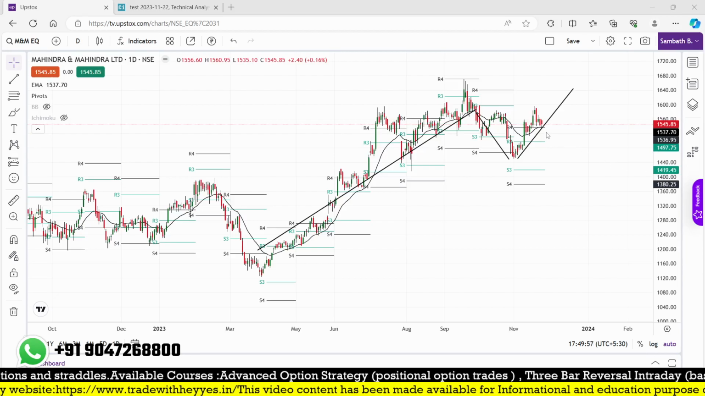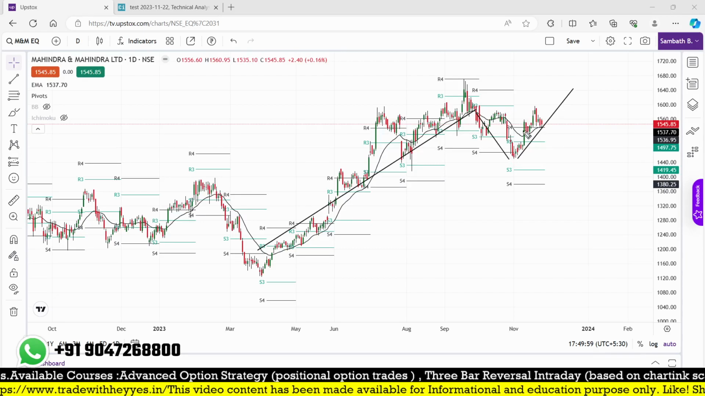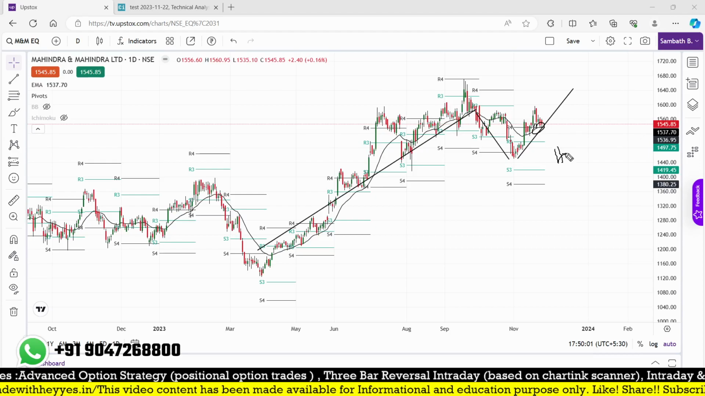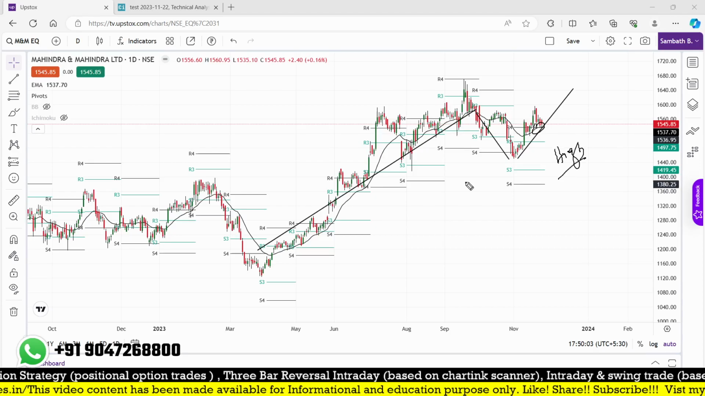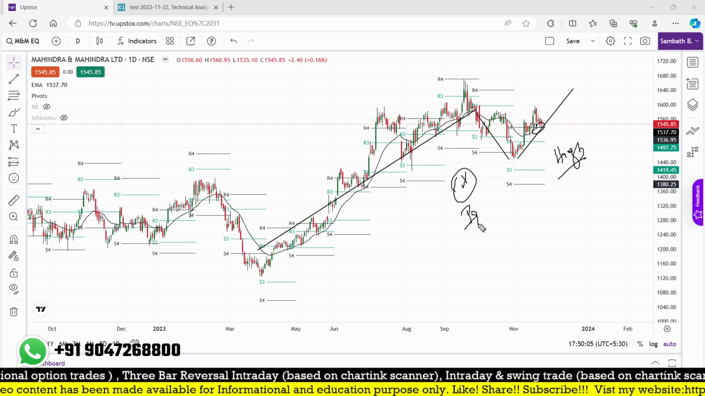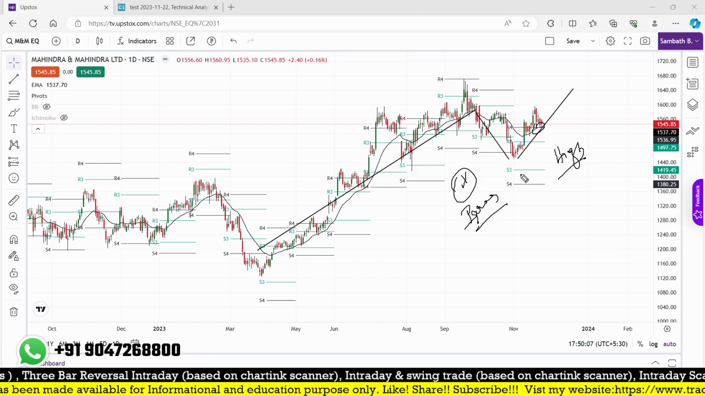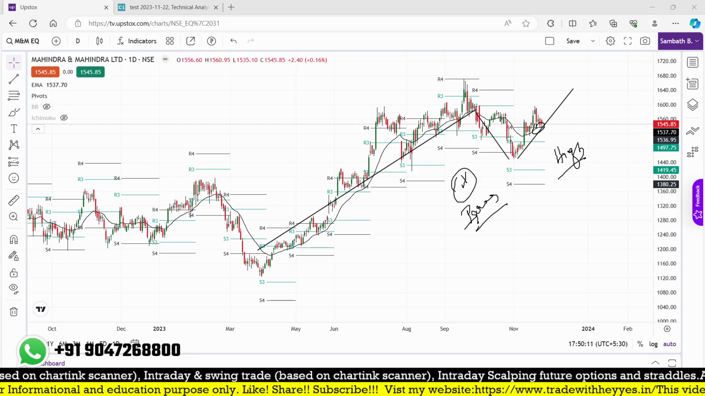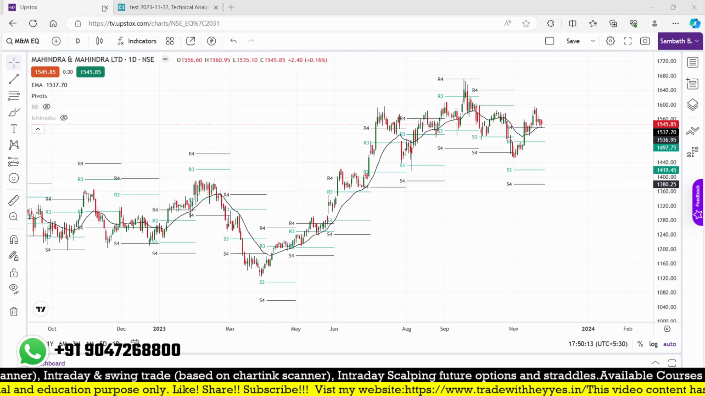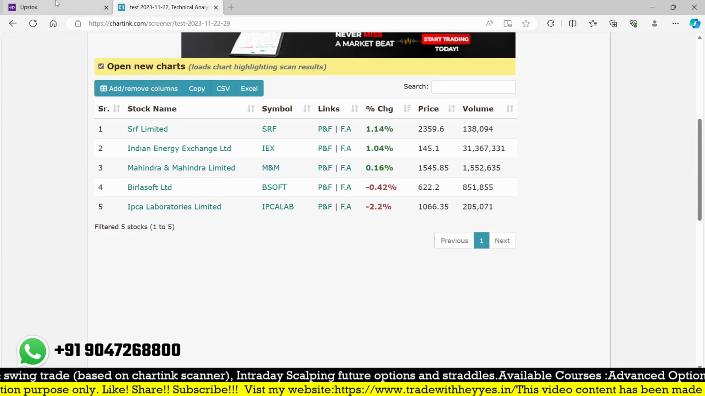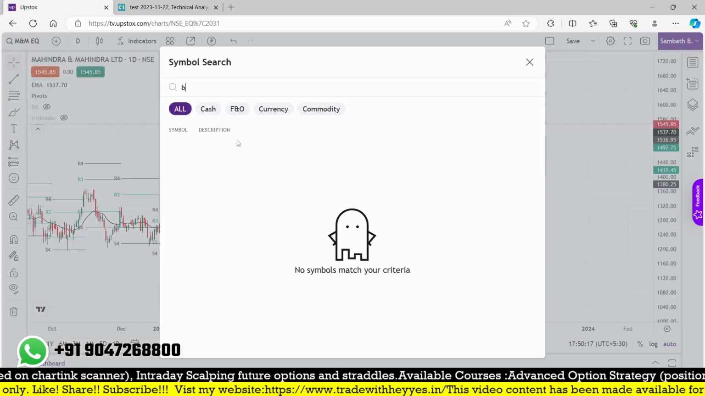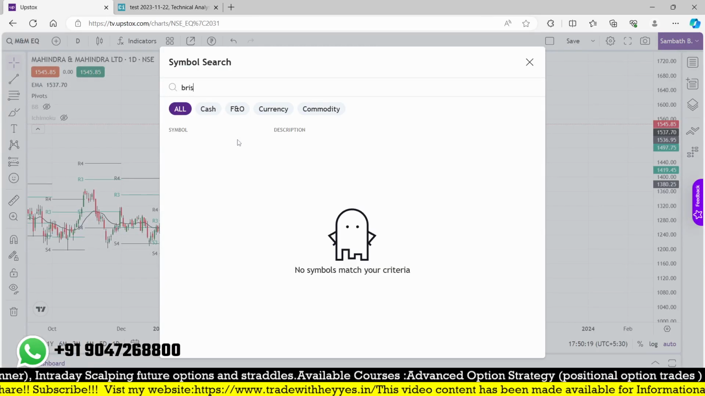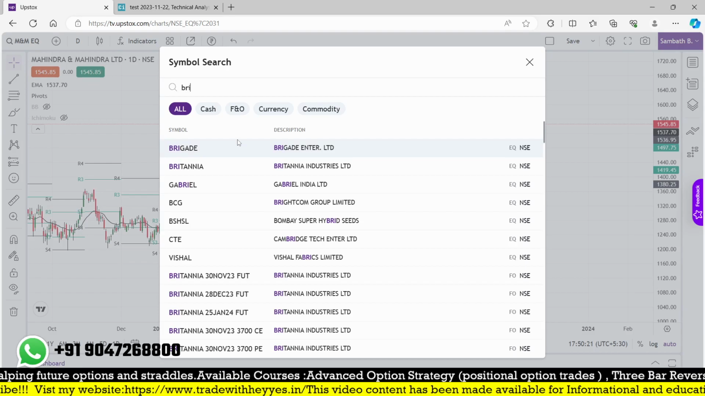So here we got that opportunity, but it is already at the highest level, so we don't want to go for this. So we simply ignore this kind of thing, because the trend is already going on. Okay, so that is one more better opportunity to avoid. So filter out the stocks based on the scanner. The scanner is nothing but it will show you whatever stocks are happening.